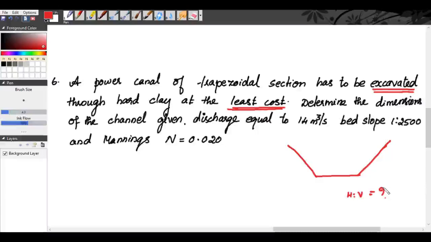If we do not know the horizontal is to vertical, the ratio of the side slope, you have to use the condition for best side slope for the most economical trapezoidal section. So we know the condition for best side slope for the most economical trapezoidal section is N is equal to 1 by root 3. So horizontal is to vertical will be equal to N is equal to 1 by root 3.